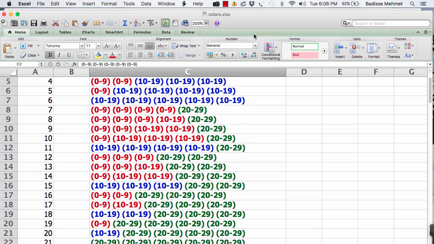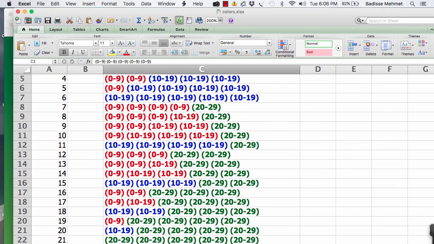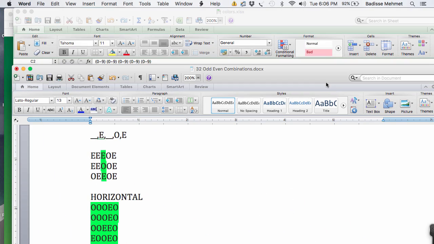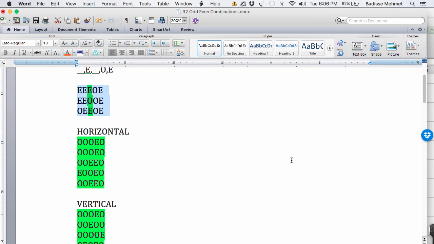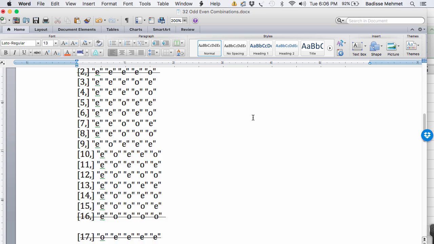So you've got the 32 odd even patterns. Let me see if I could pull that up. Here you go, here's the 32 odd even patterns. Look how they look. If I could get my Word document to work. Now we have to wait for this document whenever it decides to cooperate. Oh, there you go. It's got an attitude.